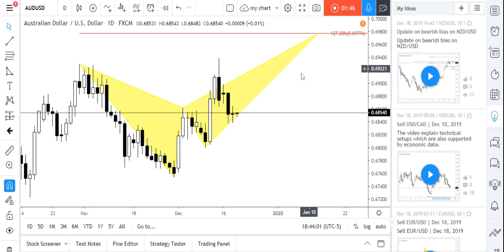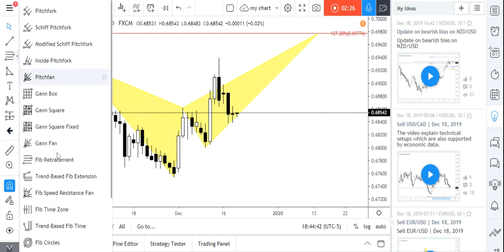There is a butterfly under formation here, and the 127.2% extension of this leg is 69.77.4, which is coinciding with the 161.8% extension of this A, B, C, D. So there is mathematical harmony as well as harmony in the speed. If you look at the speed, this was a movement of 3 days, and this was a movement of almost 3 days. So these two movements are pretty harmonic in terms of speed, and we'll measure the length.